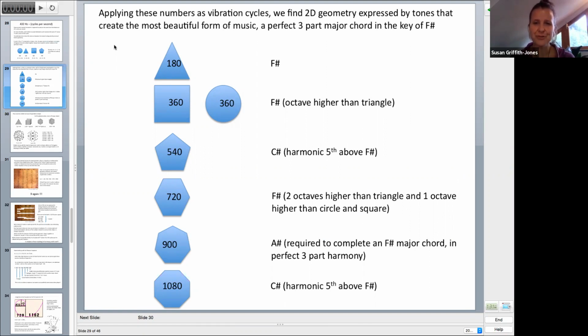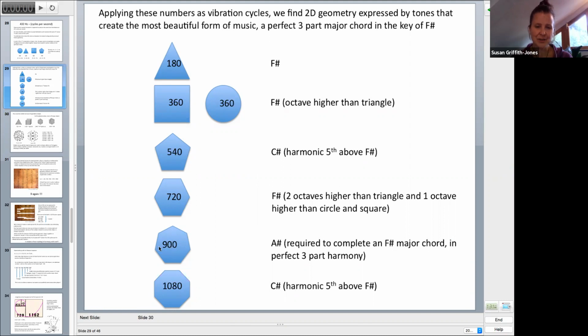Now, I hope that you're all musically inclined enough to understand the terminologies of sharps and flats and all the rest of it. I'm sure you know this from biogeometry as well, which I know deals with frequency. So, for example, we start with 3-sided triangles, an F sharp, then a 4-sided square is an F sharp, an octave higher than the triangle, which is double, so 180 times 2 is 360. Then the 5-sided pentagon is a harmonic fifth above the F sharp. Then the 6-sided hexagon is F sharp, double again, 360 times 2 is 720, makes an F sharp 2 octaves higher than the triangle and 1 octave higher than the square and circle.